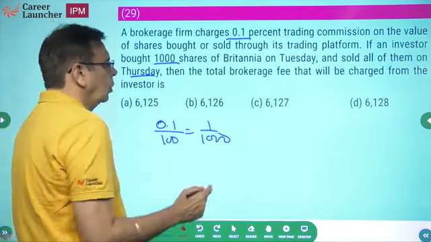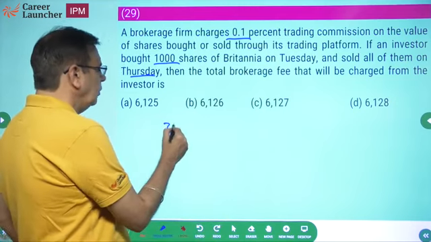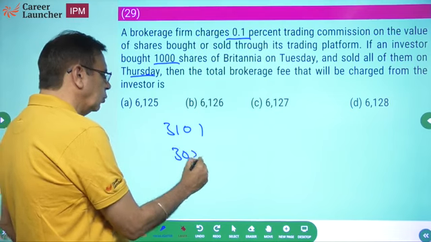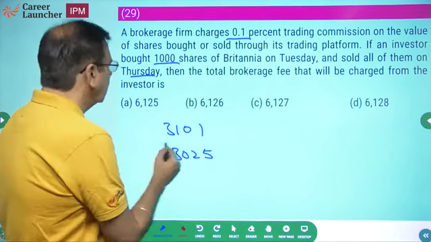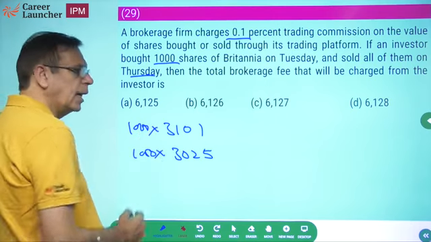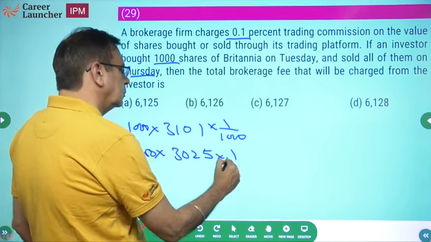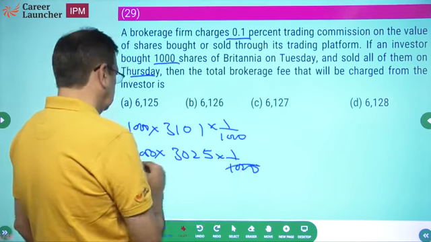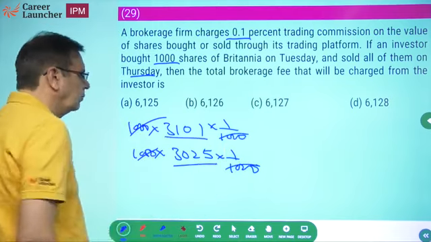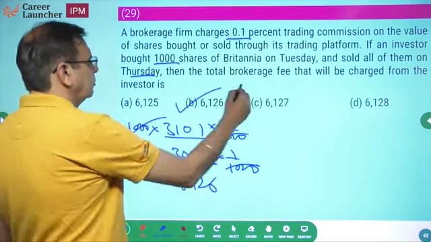3101 was the purchase price, he sold for 3025. And he purchased 1,000 shares. And what is the brokerage? Into 1 by 1,000. So what should be the answer? 3101 plus 3025. So what does it become? 6,126.